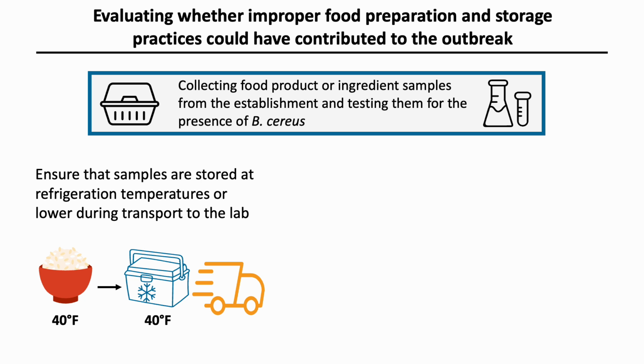Finally, environmental health investigators may want to collect select food product or ingredient samples from the establishment and test them for the presence of B. cereus. One key thing to consider when collecting food product samples is ensuring that all collected samples are transported to the lab appropriately. More specifically, it is important to ensure that food product samples collected for B. cereus testing are stored at refrigeration temperatures or lower during transport to the lab.